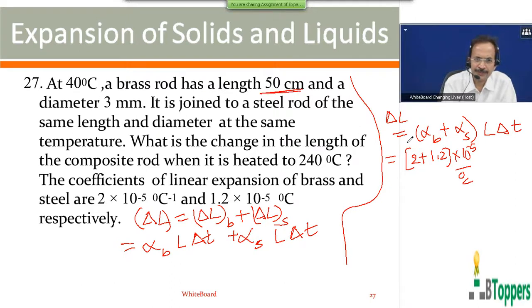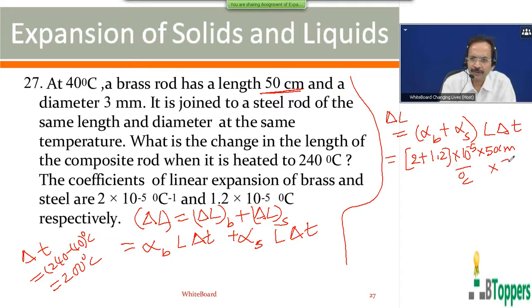The original length of each rod is 50 centimeters, and the increase in temperature delta T is equal to the final temperature 240 degrees centigrade minus the initial temperature 40 degrees centigrade. That will be 200 degrees centigrade. So you can try to simplify this further. Those who want to copy the solution of the problem can take a pause and copy it.